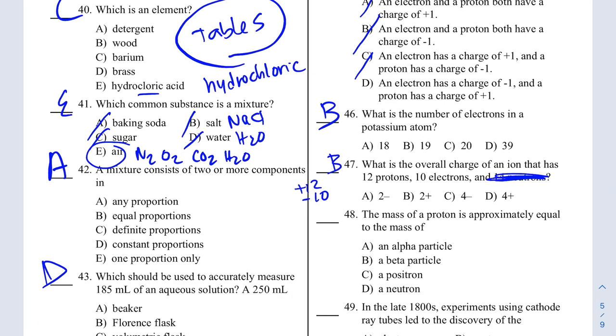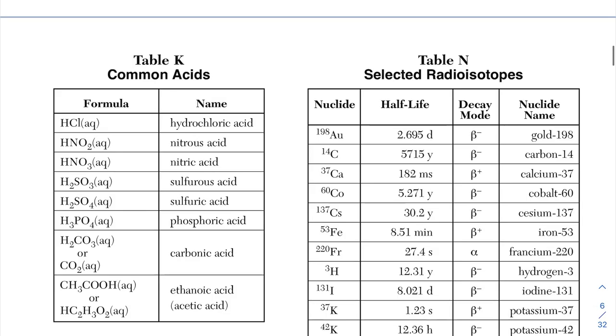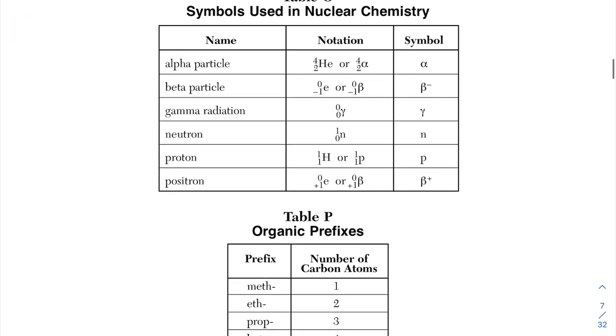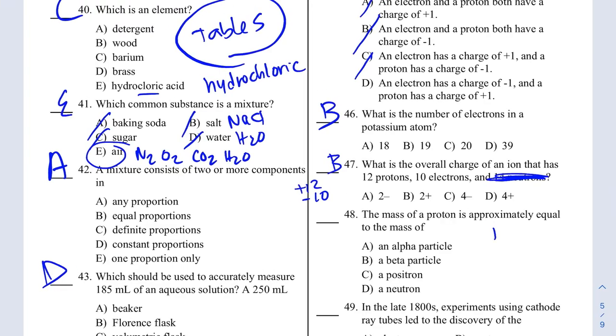The mass of a proton is approximately equal to the mass of... Okay, so let's go back to the reference table, to Table O. So the masses are on the top, and this is number of protons or atomic number. So alpha particle is a mass of 4. Beta particle is a mass of 0. Gamma is 0. Neutron is 1. Proton is 1. Positron is 0. So you are going to look at that. The mass of a proton, which is 1, is approximately the same as a neutron.